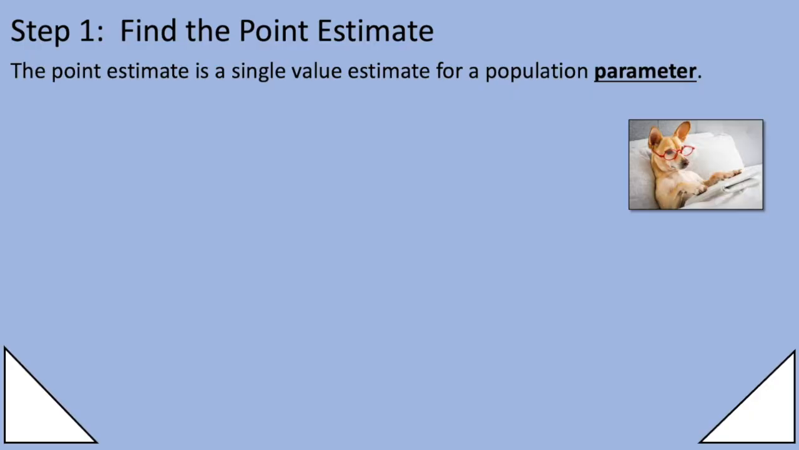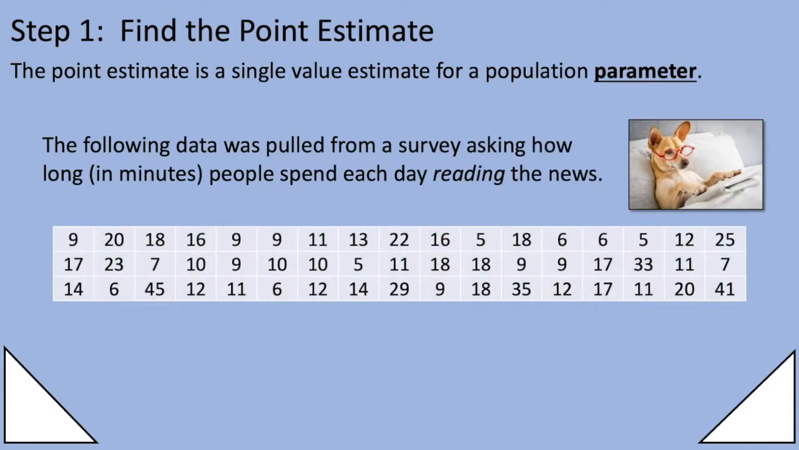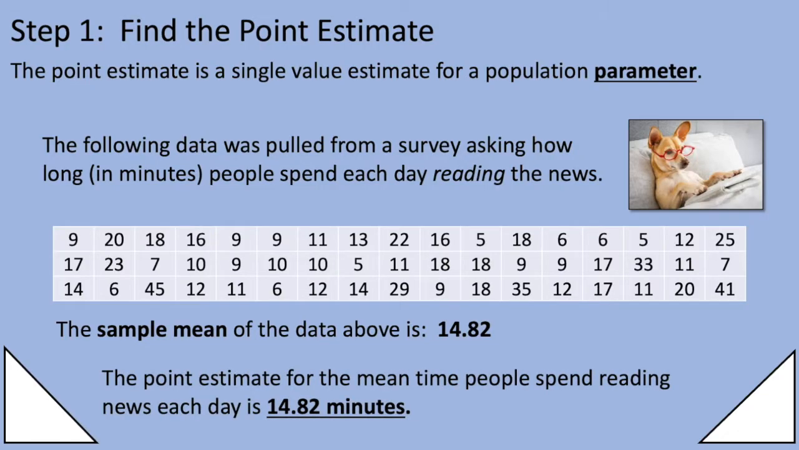So let's just dive right into an example here. The following data was pulled from a survey asking how long, in minutes, people spend each day reading the news. So I put all this into a calculator, and I found that the mean of those numbers is 14.82. That's a sample mean. This is the point estimate for the mean time that people in general spend reading the news each day.